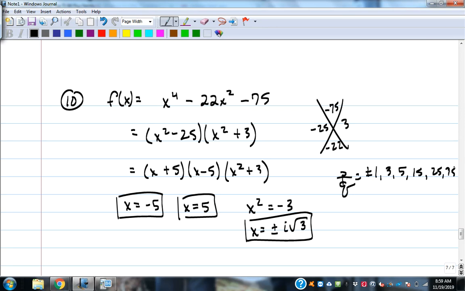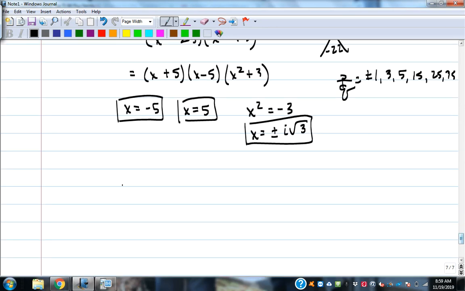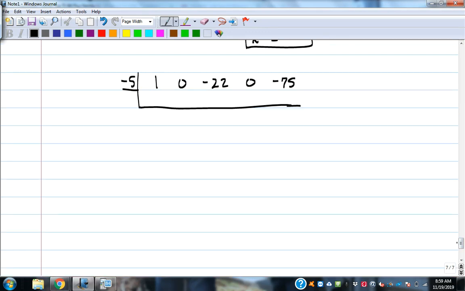And then we'd graph the thing, and we'd see it crossing the x-axis at +5 and -5. So you could start off with, let's do -5: 1, 0, -22, 0, -75. If you did the synthetic, what should the remainder be? 0. So drop the 1 in, then 25, there's 3, -15, -75, and there's 0.